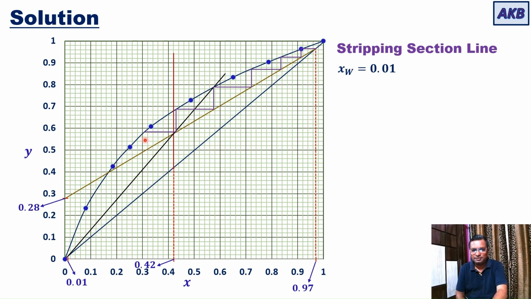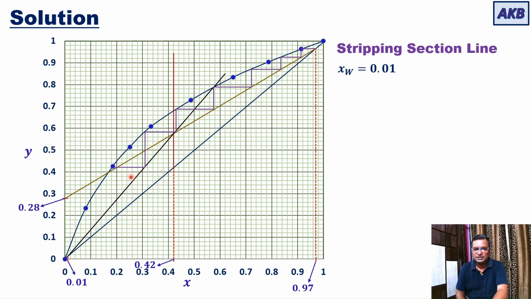Now, if I travel in the vertical direction now, I would have crossed the intersection of the three lines, that is the rectifying section line, stripping section line and Q line. This means that I have crossed the feed stage. That is, I have completed my travel in the rectifying section. Now I will be traveling in the stripping section. So how to do that on this diagram? After going horizontally to the equilibrium curve, this time I will be coming to the stripping section line, since I am now in the stripping section.